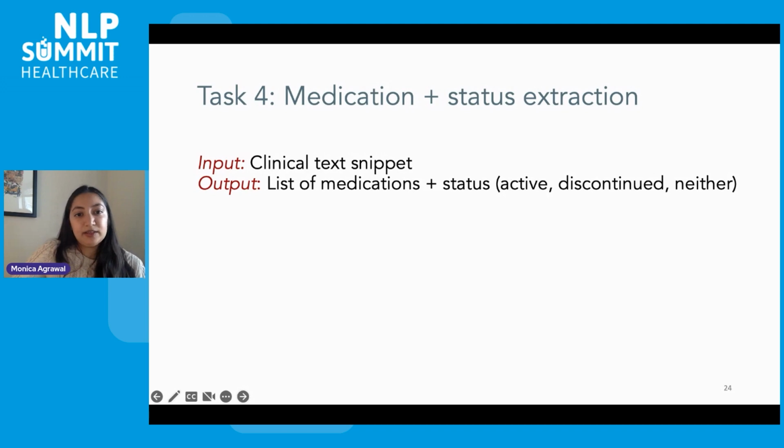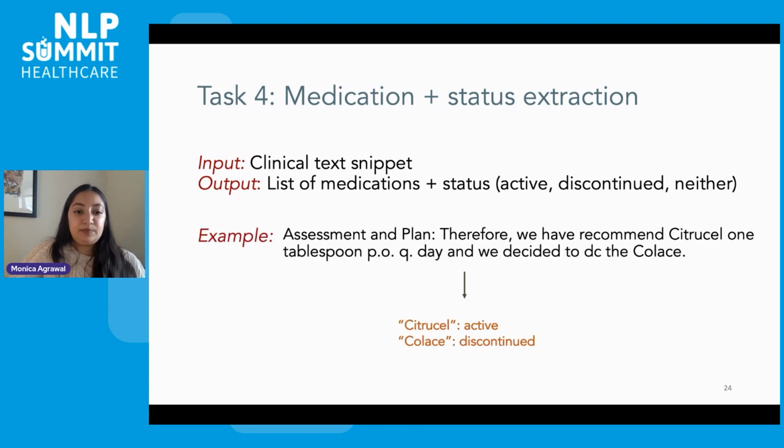The next task we look at is medication and status extraction. So the input is a clinical text snippet, and the output is a list of medications and their status, by which I mean, is the medication actively being taken by the patient? Is it discontinued, or is it in some other neither category, like an allergy? So an example would be this assessment and plan, where they recommend Citracel and have decided to DC the colace. And what we want to understand is not just what are the medications mentioned, but the fact that the Citracel is active and the colace is discontinued.